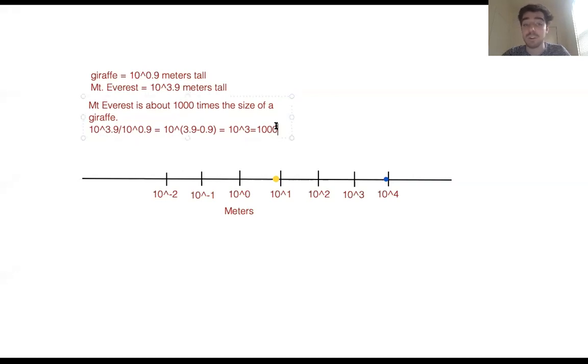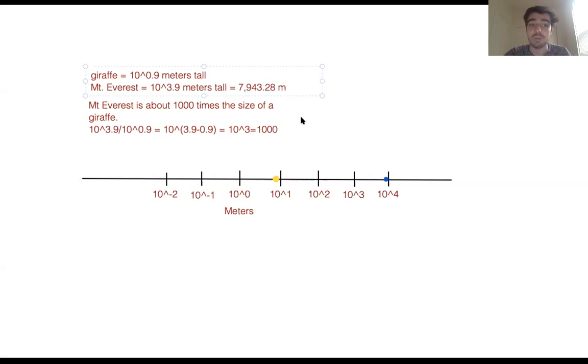And then the second part of this question was just how big is Mount Everest, in regular number form, not on a log scale, not written as 10 to the something. There's a couple ways you could do this. One is, well, we know that Mount Everest is 10 to the 3.9 meters tall. We can just plug that into our calculator. 10 raised to 3.9 should get us 7,943.28 or so meters tall.